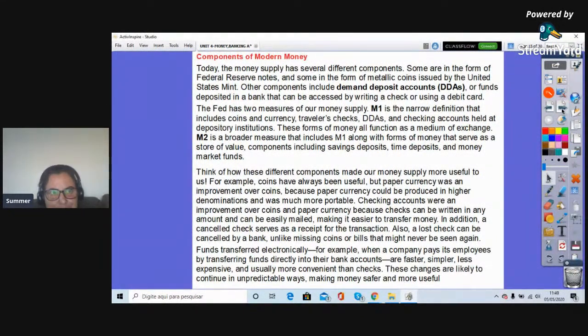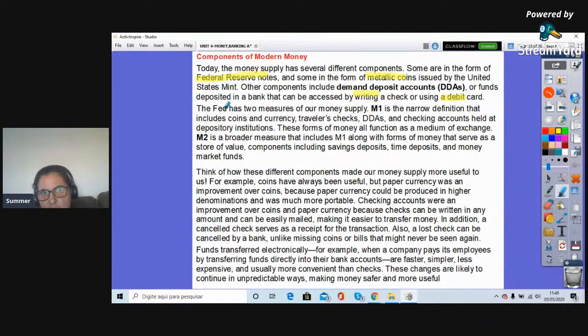Let's go to the components of modern money. Today the money supply has several different components. Some of them are in the form of Federal Reserve notes, and some are in the form of metallic coins issued by the United States Mint. Other components include demand deposit accounts, DDAs, or funds deposited in a bank that can be accessed by writing a check or using a debit card.